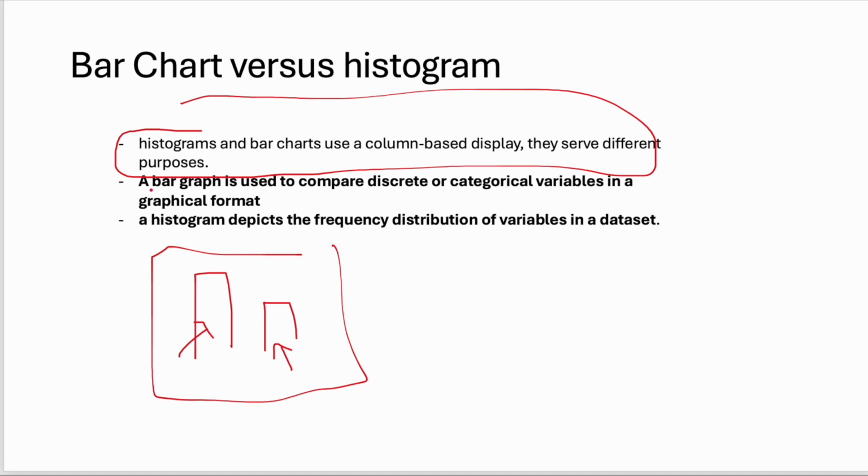So the bar graph is used to compare discrete or categorical variables in a graphical format. So basically, with a bar chart, you might have different things like 5, 3, 18, and then 1. So these are linear values, and then you can just have a bar chart that compares the values visually right here, and then you can easily see and make decisions based off of that.